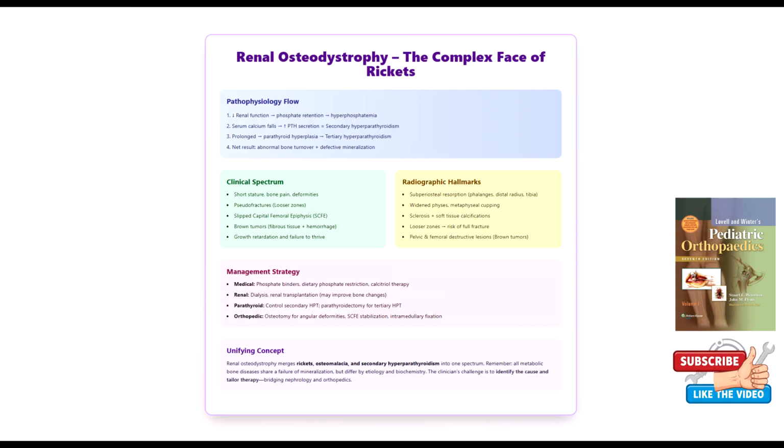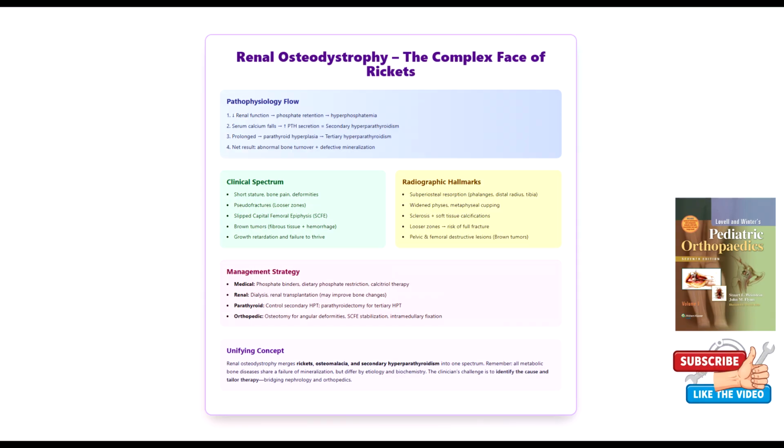Here, the bones are not only under-mineralized, but also remodel abnormally under the influence of profound disturbances in calcium, phosphate, and parathyroid hormone. Thus, it represents a spectrum that combines rickets, osteomalacia, and secondary hyperparathyroidism, often in varying degrees. Let us trace the pathophysiology step by step.